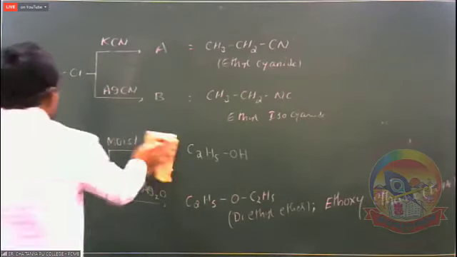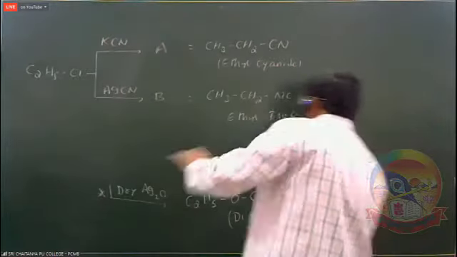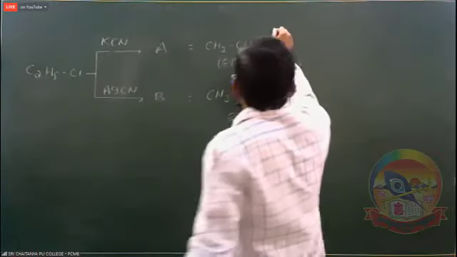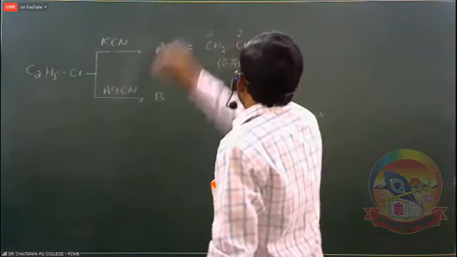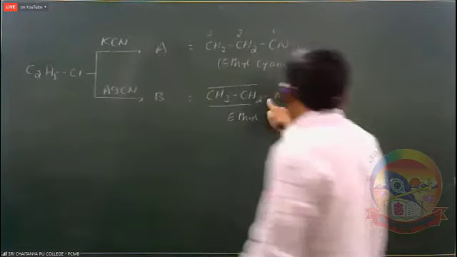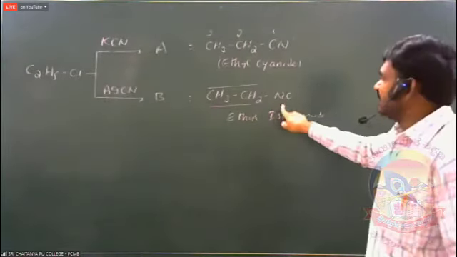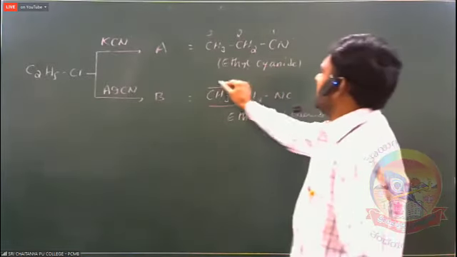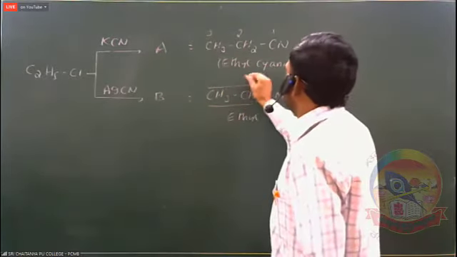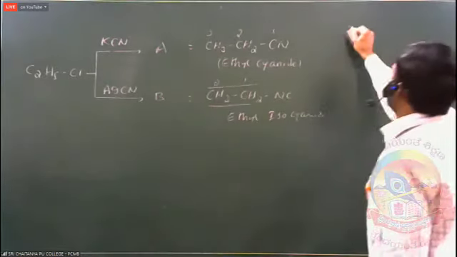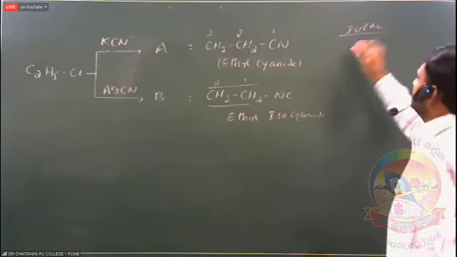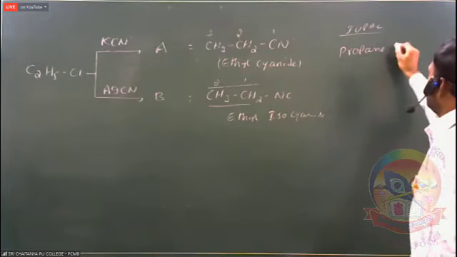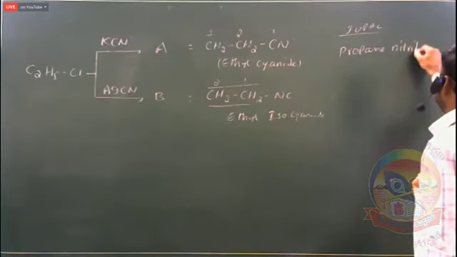So what is the IUPAC name of cyanide, and what is the IUPAC name of isocyanide? In cyanide, it is the first carbon, the second carbon, the third carbon. Here the chain is continuous, counting the cyanide carbon, so it contains three carbons. So the IUPAC name of cyanide is alkane nitrile. Here the alkane has 3 carbons, so we write propane nitrile.